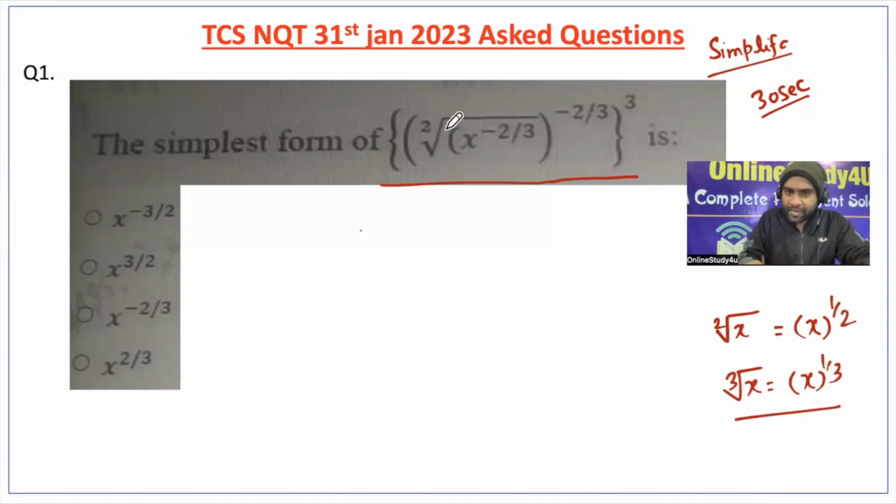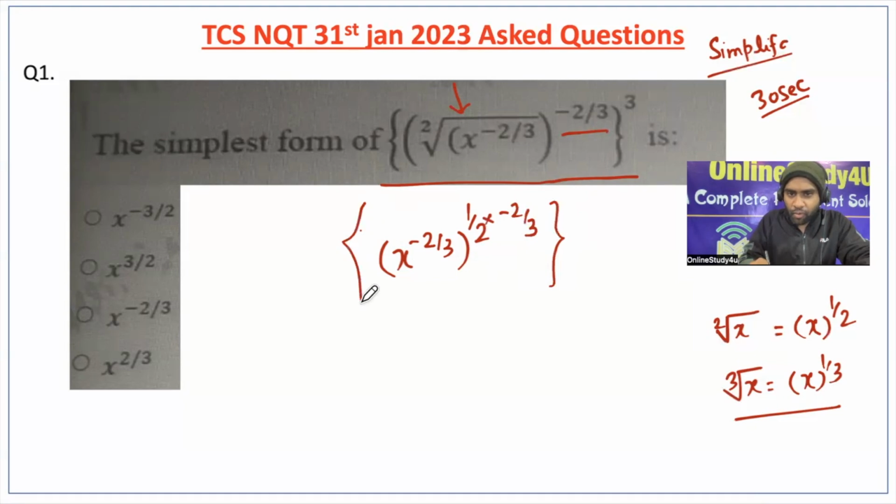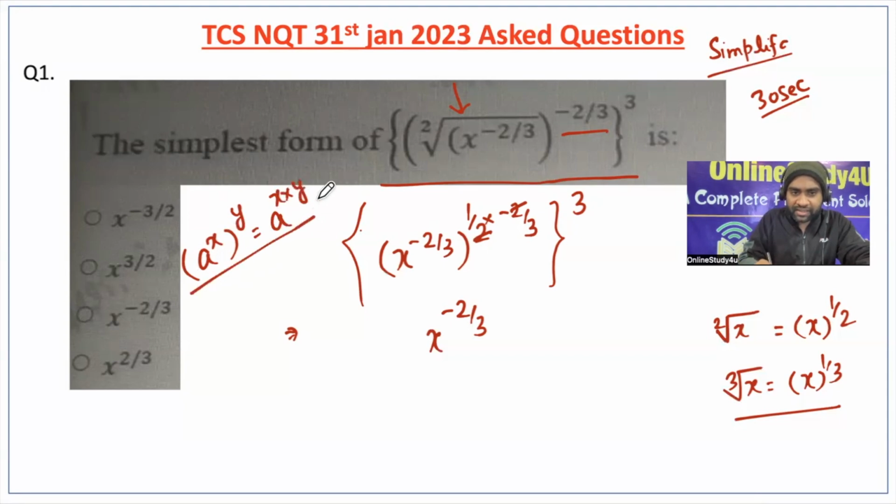Now, similarly here, instead of this square root, I am going to write 1 by 2, and already here minus 2 by 3 is there, and then the whole to the power 3. Now let us see, this 2 and 2 will get cancelled, right? So what we have now is x to the power minus 2 by 3. And if we have a to the power x and whole to the power y, then it will become a to the power x into y.